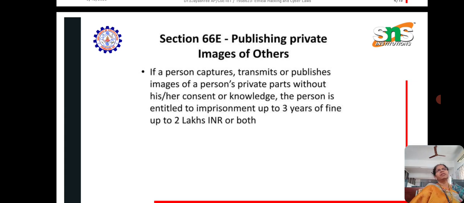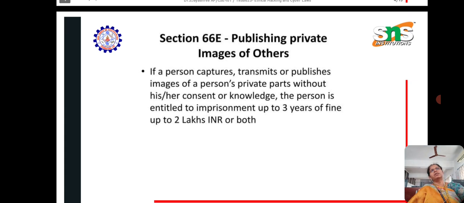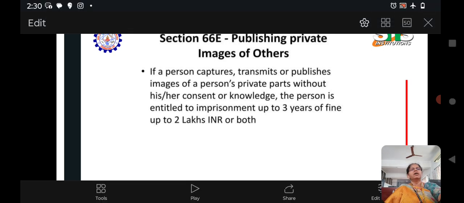If a person captures, transmits, or publishes an image of a person's private parts, without his or her consent or knowledge, then the person is liable to imprisonment of up to 3 years, or a fine of up to 2 lakh rupees, or both. Based on the level of crime, the punishment will be awarded.